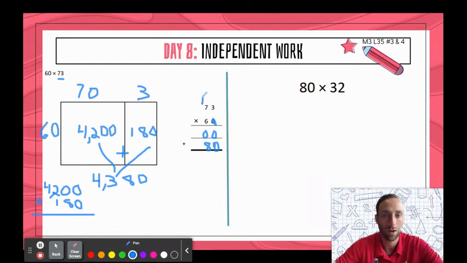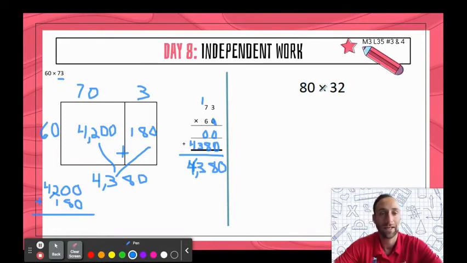Regroup the 1. 6 times 7. Oh, we did our 7s today. That is 42. 42 plus 1 is 43. Add it up to nothing, and we get 4,380. 1, 2, 3, comma. So both ways, right? Let's make that more of a 4 there. So both strategies that we applied, we both got the same answer again. So that's great to see.